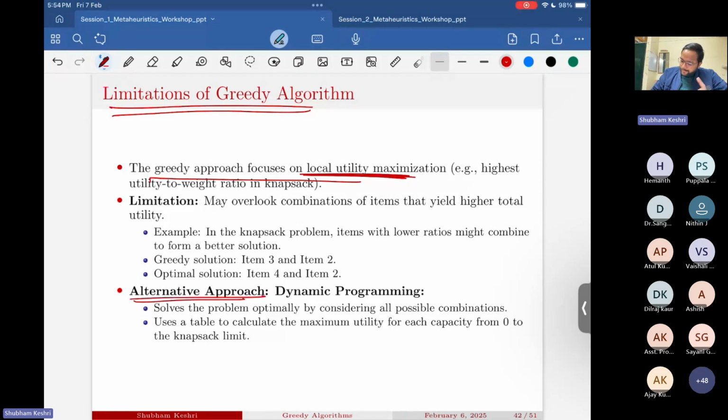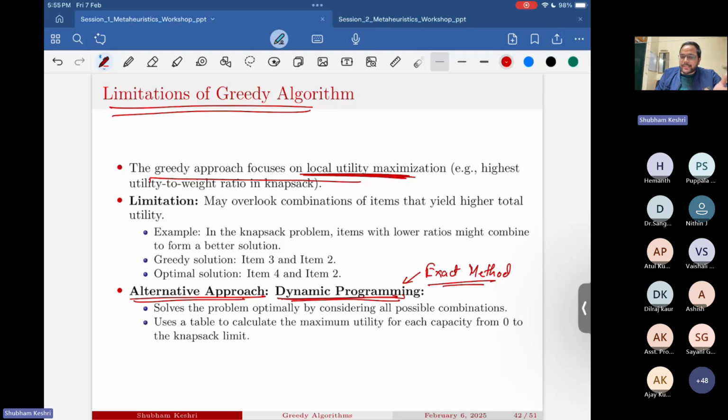So there is an alternate approach to this, which is a dynamic programming approach. This is an exact method. So this is not a heuristic. This is an exact method to solve this problem. Using dynamic programming, you are guaranteed to get an optimal solution. But again, this approach also has a limitation.